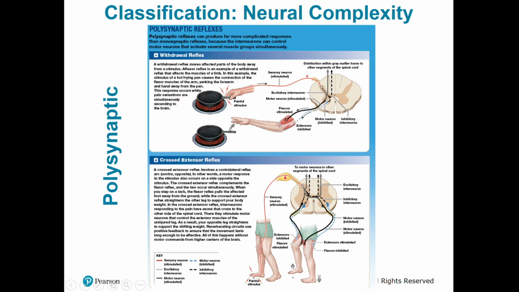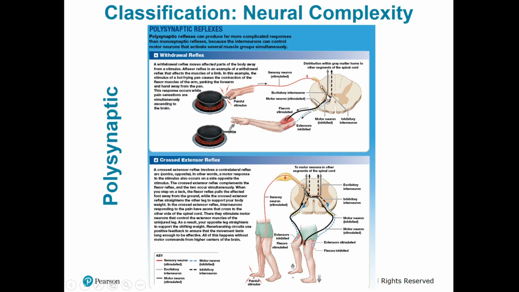Polysynaptic reflexes, though, are going to involve at least one interneuron that's going to help to process that information. The withdrawal reflex is going to be an example of this. So you have some sort of painful stimulus that's going to be detected. You're sending that signal through the sensory neuron, and then you're going to have some excitatory interneuron that's processing the information, which is going to cause a stimulation of the motor neuron. So we have a synapse here, and then we have another synapse here.